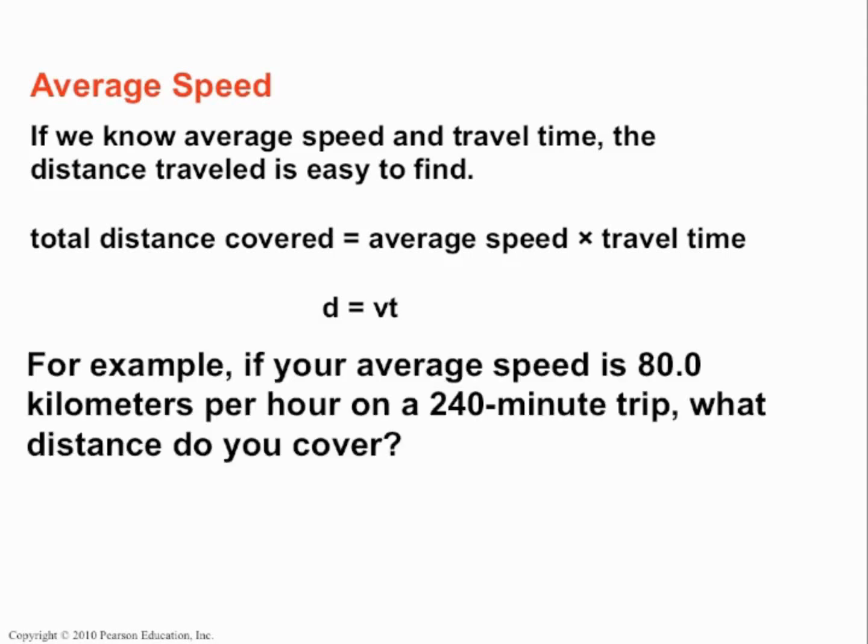For example, if your average speed is 80.0 kilometers per hour on a 240-minute trip, what distance do you cover? All right, so before you just try to do this problem on your own, remember that you're going to use d equals vt, of course. But also remember that since the speed is given in kilometers per hour, and the time is given in minutes, you definitely need to convert those minutes to hours first. All right, so pause the video, get the answer, and then resume. You should have come up with 320 kilometers. All right, because 240 minutes is 4 hours, and then 80 times 4 is 320, so 320 kilometers.